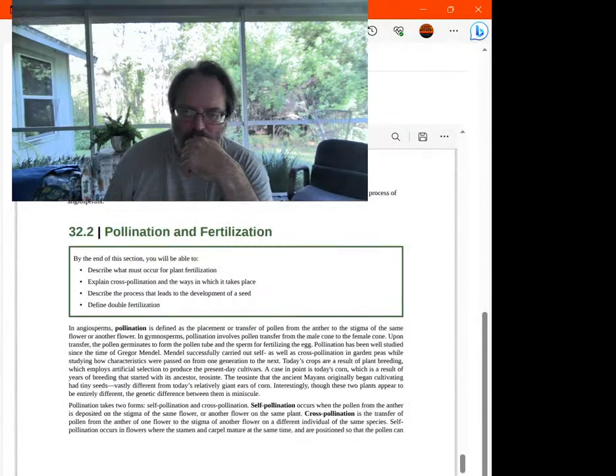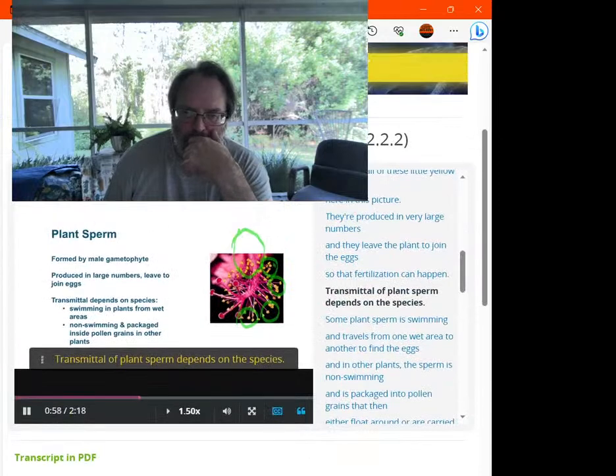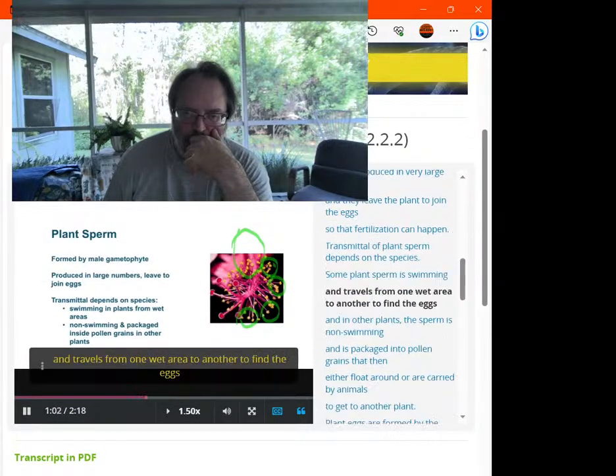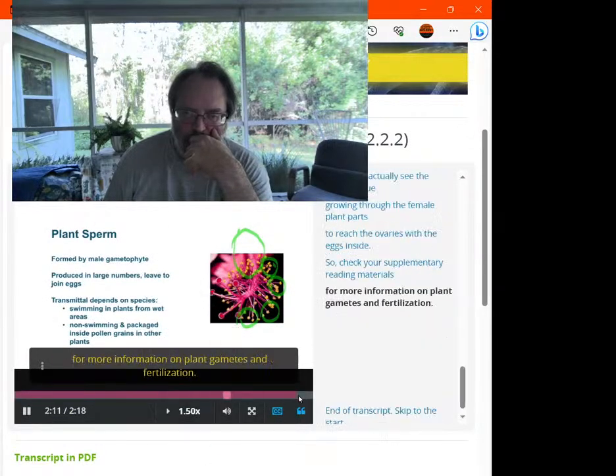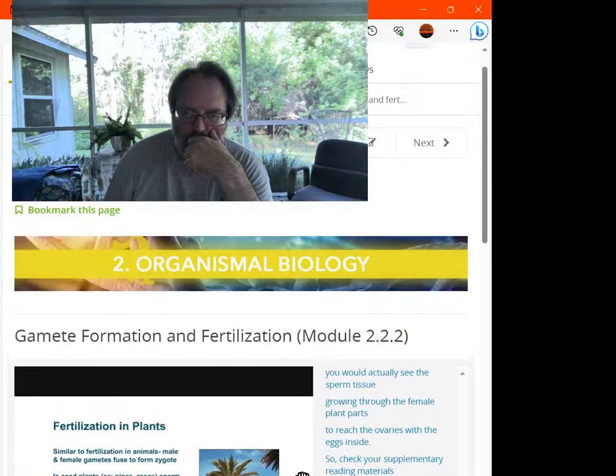Transmittal of plant sperm depends on the species. Some plant sperm is swimming and travels from one wet area to another to find the egg. Look for more information on plant gametes and fertilization.